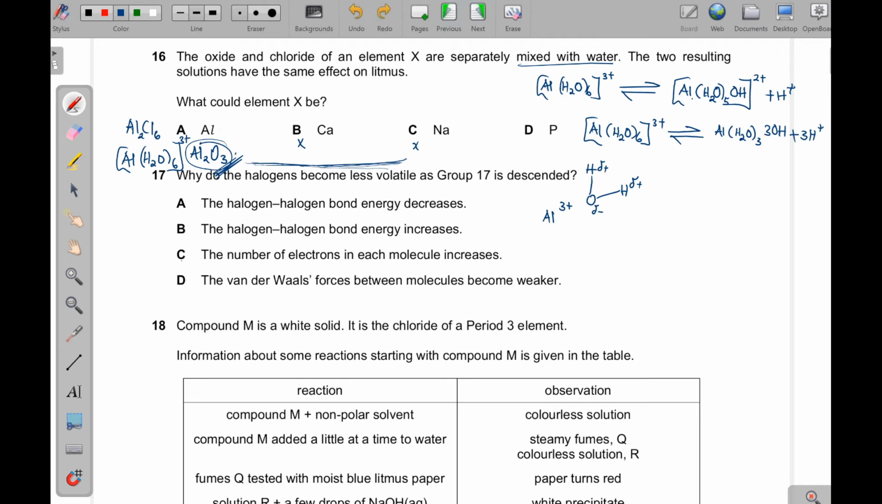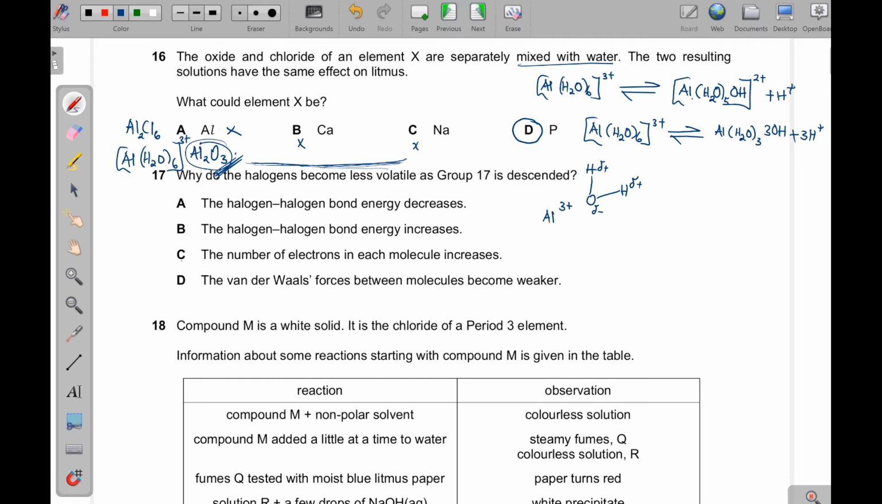Are we there? But then the aluminium oxide, when we added it in water, we got nothing. Okay? Because aluminium oxide does not dissolve in water. But yet here they said the resulting solutions have the same effect on litmus. So that means aluminium is also off. So our answer has to be D. But then what do we see in D here? You are going to have phosphorus.